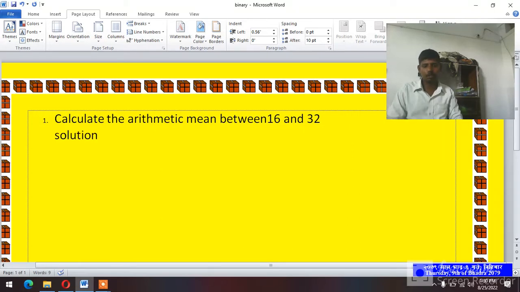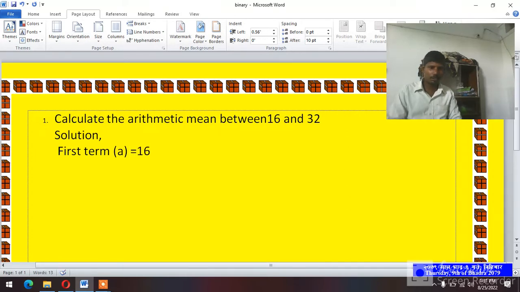the solution equal to... First term A equal to 16.